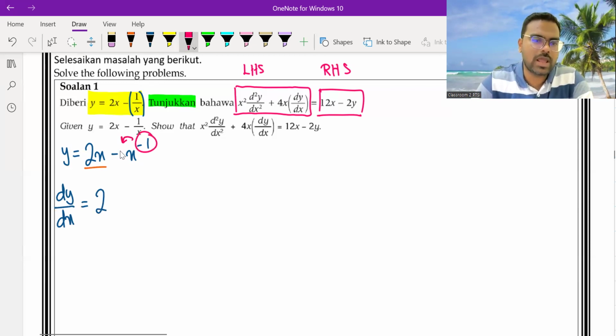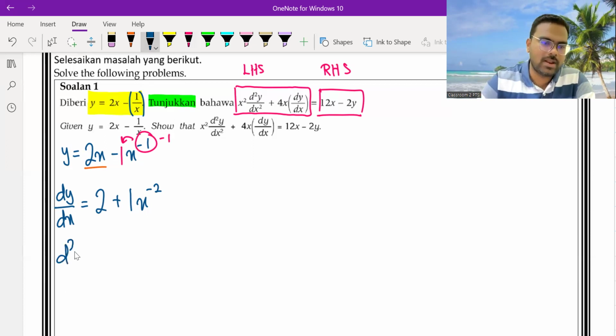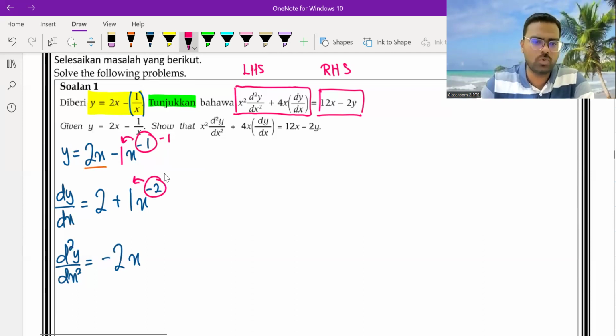Negative 1 times, no number here, 1. So negative 1. Negative 1 times negative 1 become positive 1. X. Tolak 1. Kamu akan dapat negative 2. Okay, the second derivative, 2, you differentiate becomes 0. So negative 2, you times in front, kamu akan dapat negative 2x. Okay, minus 1, kamu akan dapat negative 3.